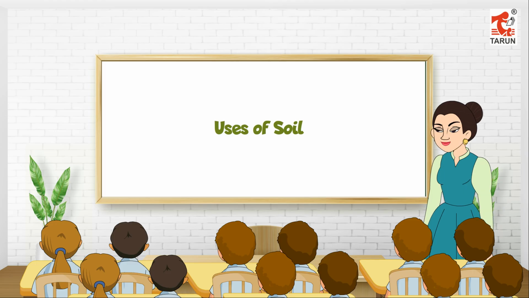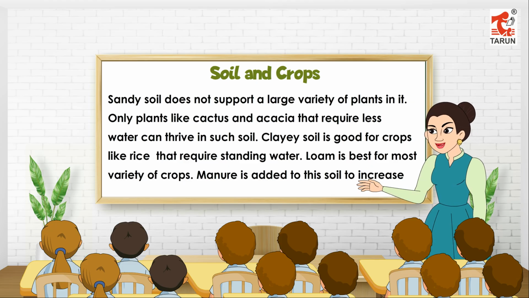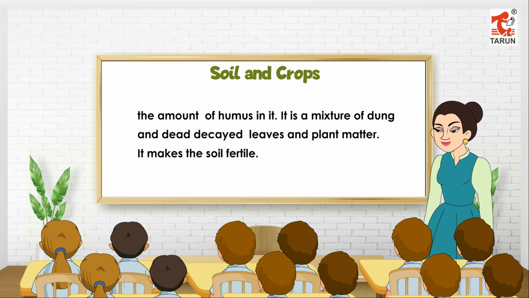Uses of soil. Soil and crops. Sandy soil does not support a large variety of plants in it. Only plants like cactus and acacia that require less water can thrive in such soil. Clayey soil is good for crops like rice that require standing water. Loam is best for most variety of crops. Manure is added to this soil to increase the amount of humus in it. It is a mixture of dung and dead decayed leaves and plant matter. It makes the soil fertile.